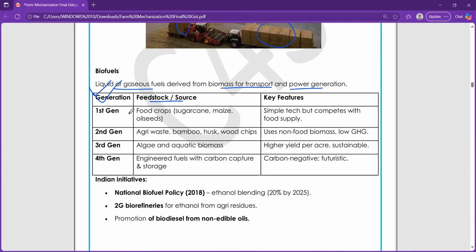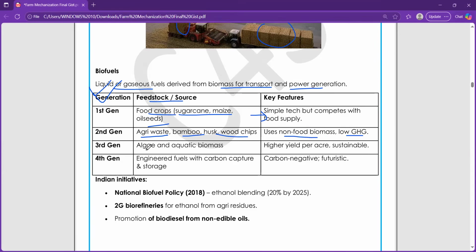The first generation includes food sources like sugarcane, maize, and oilseed. They are of simple technology, but still require a continuous food supply to generate first generation fuel. Next, we have the second generation, in which we use agri waste, bamboo, husk, and wood chips. They are used as non-food biomass, and they have low GHG, or greenhouse gases.